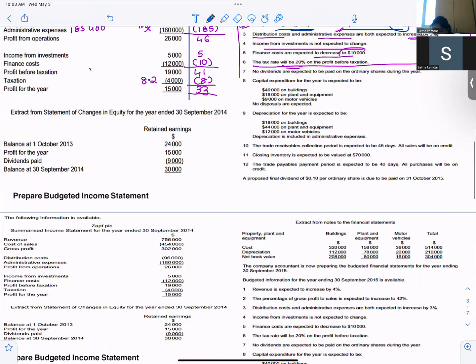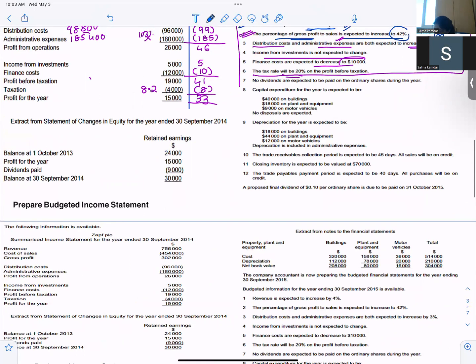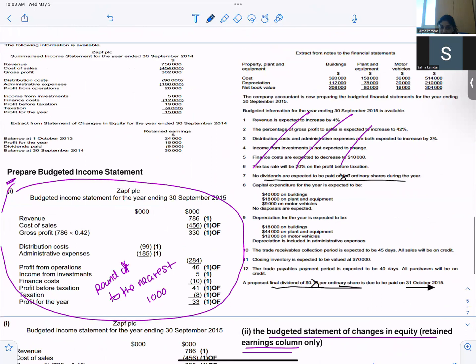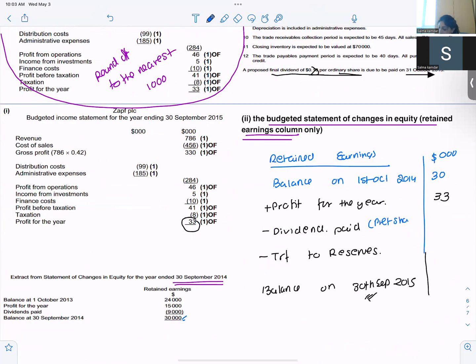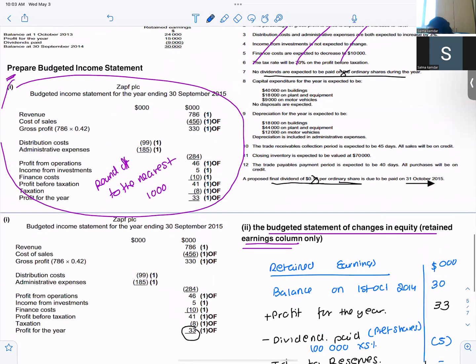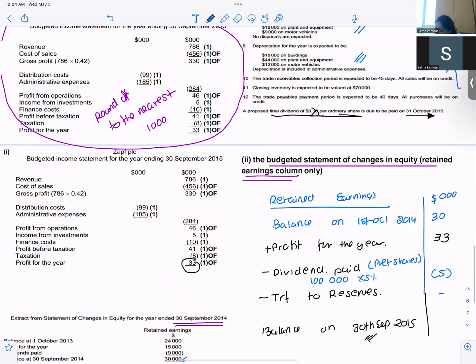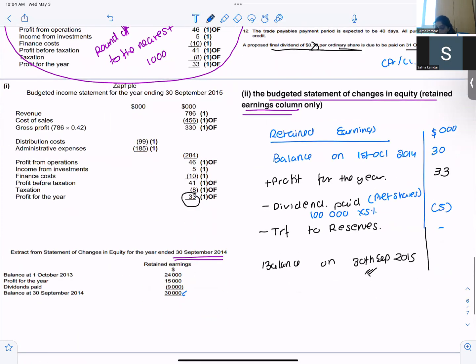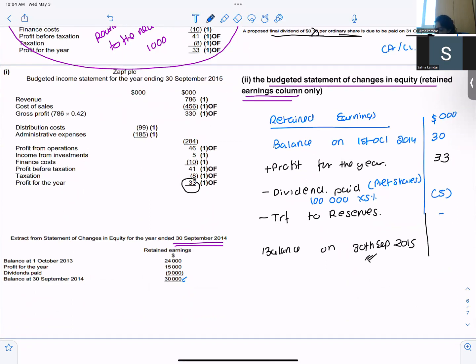If you do not show it as finance cost, you can minus it from the retained earnings. The dividend paid on the preference shares is 100,000 into 5%. That is 5. There is no transfer to reserves, but there is certain capital expenditure, there is certain depreciation, and there are some things that have been changed in the current assets and current liabilities. So your retained earning column balance on the 30th September 2015 will be 30 plus 33 minus 5. This will become 58.